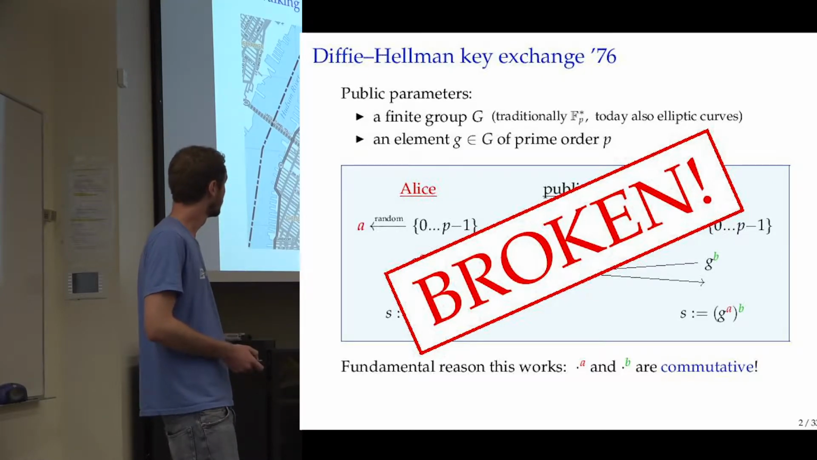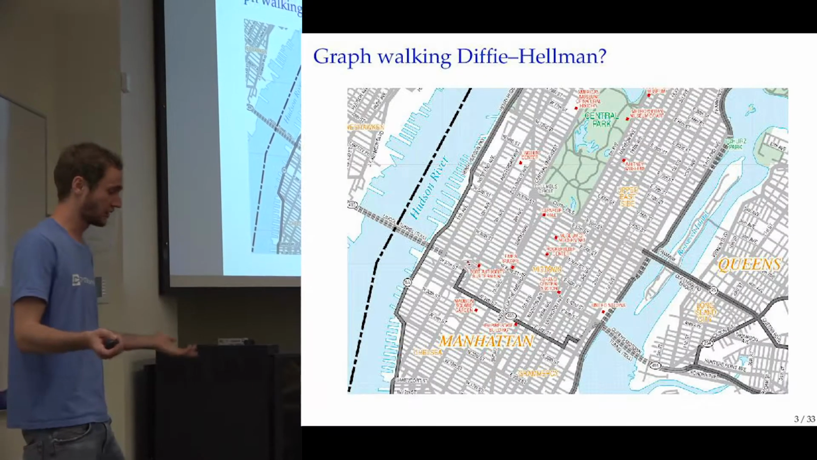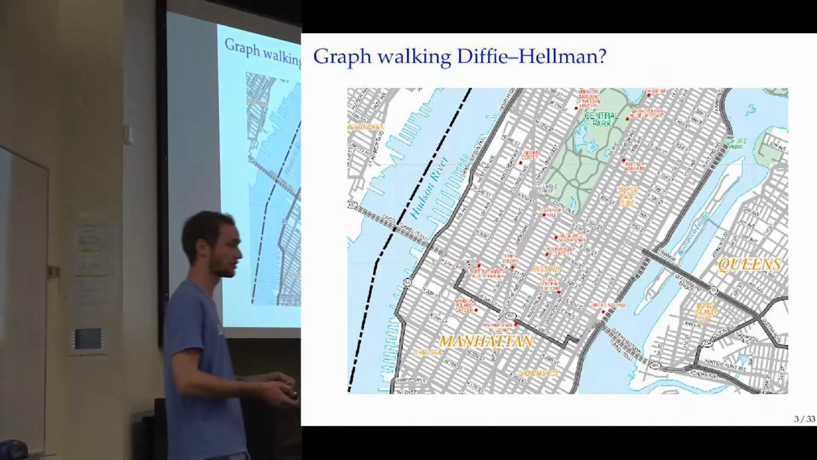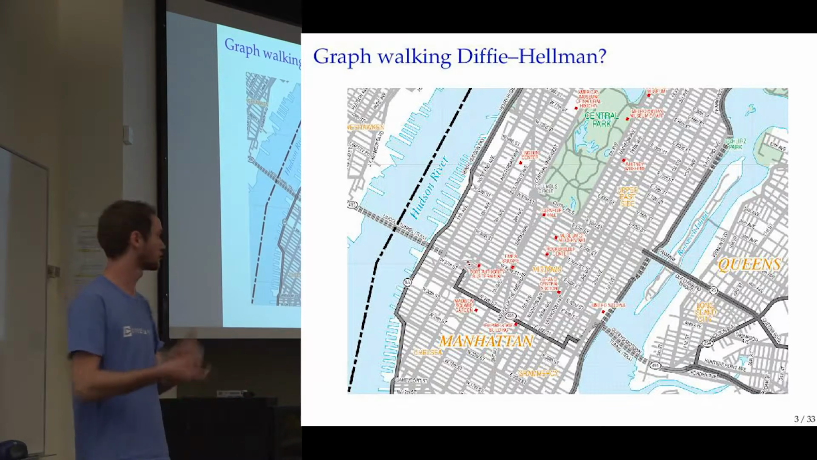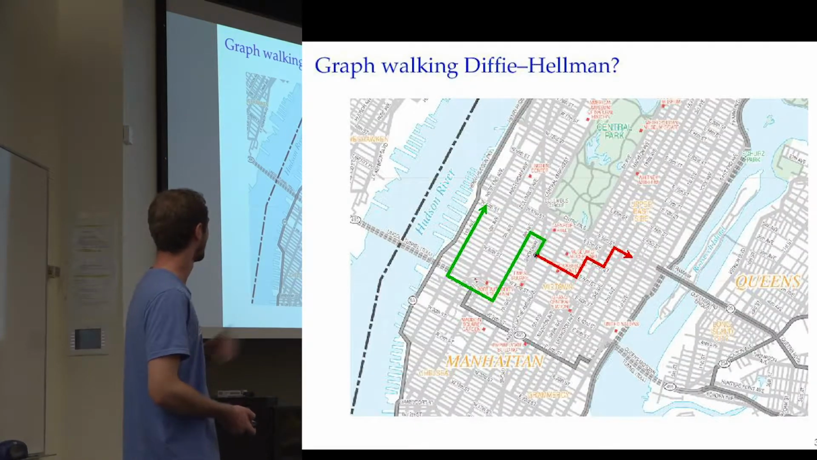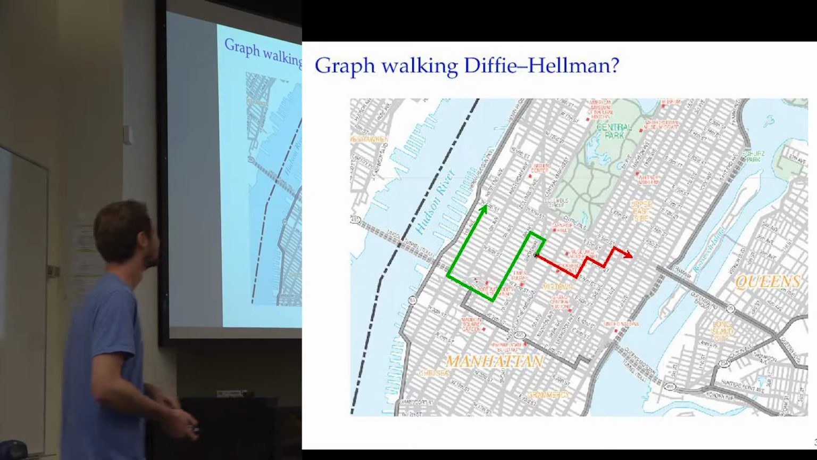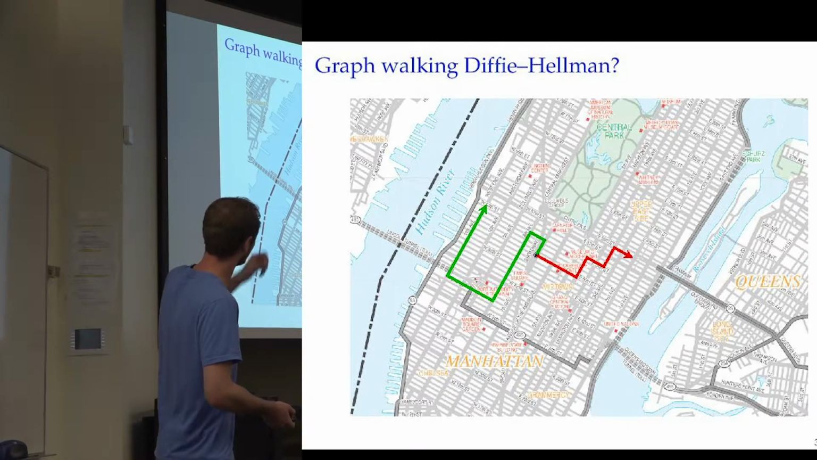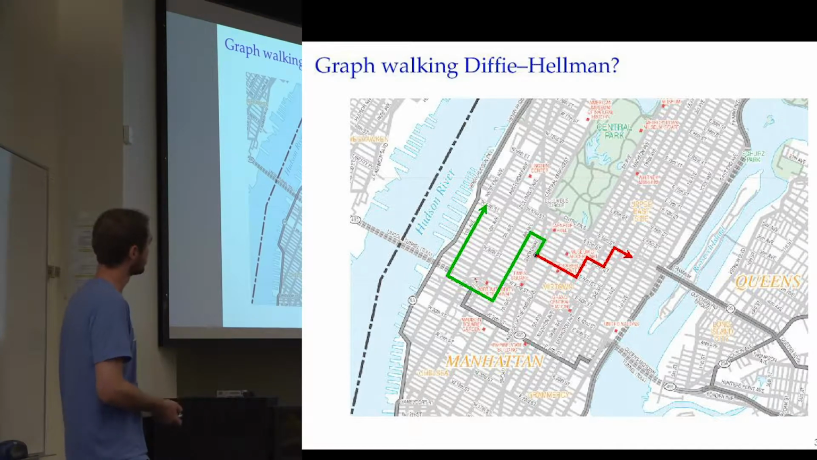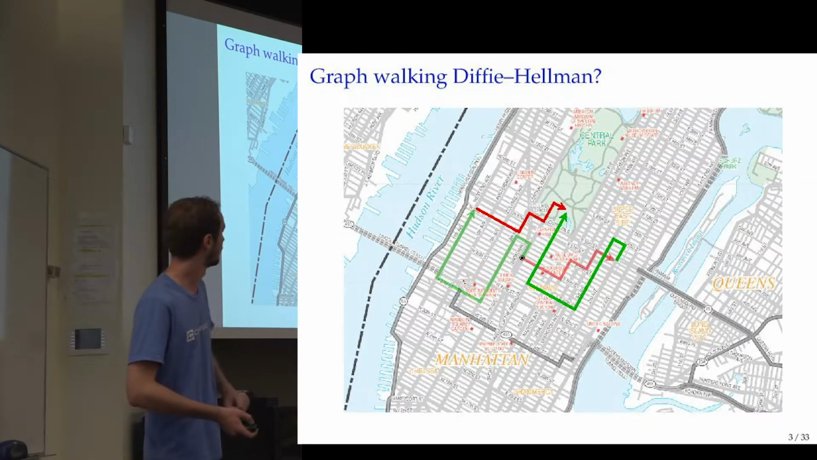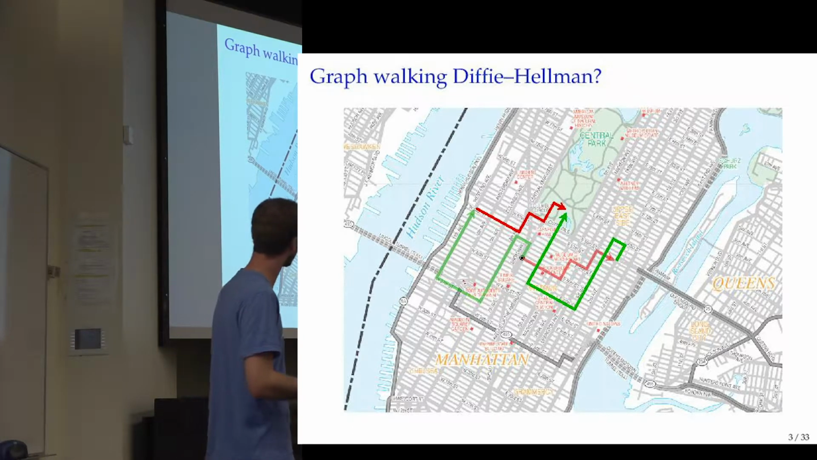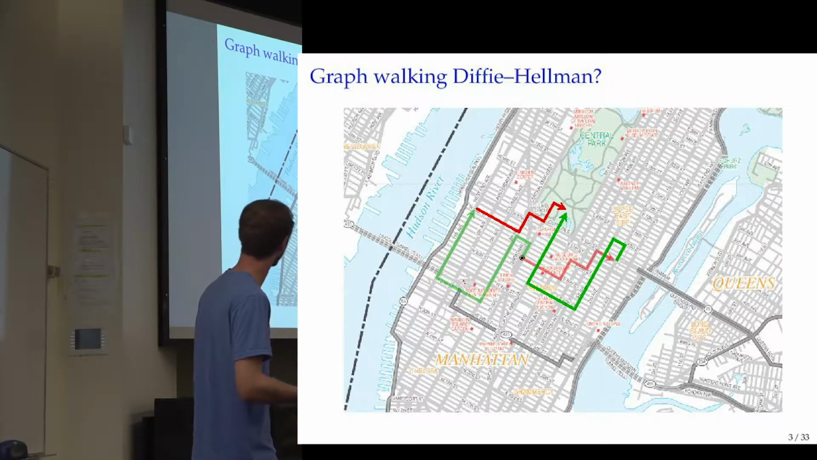For example, the only thing I really need is a commutative operation, right? So you can think about a graph walking Diffie-Hellman, where the operation is not exponentiation, but I'm looking at a graph that has some nice structure, like this map of Manhattan, and I start walking. As you can see here, since this is very rectangular, you can walk around in a very regular way. Now everybody just takes their own secret path that they determined beforehand and appends it to the endpoint of the other party. Because this grid of streets is very nice and rectangular, they end up at the same point, which is somewhere in Central Park, I guess. That's not actually part of the grid, but whatever.